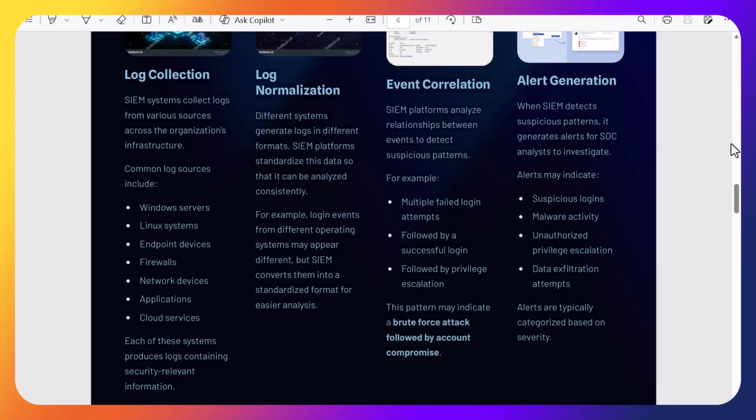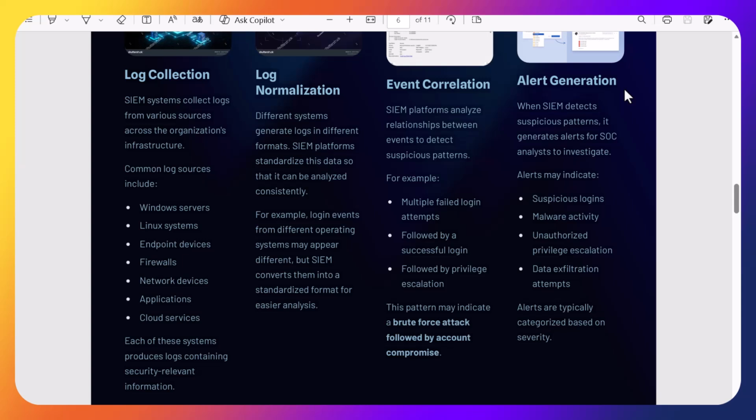The fourth one is alert generation. When the SIEM detects suspicious patterns, it generates alerts. These alerts are sent to SOC analysts for further investigation. Alerts may indicate events such as suspicious login activity, malware detection, unauthorized privilege escalation, and data exfiltration attempts.